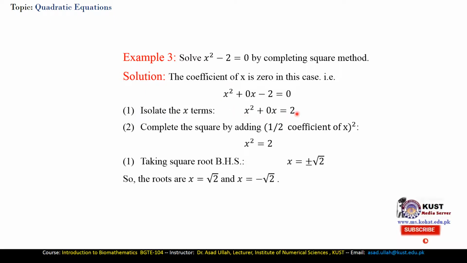Now what will we add on both sides of this equation? One over 2 times the coefficient of x, whole square. The coefficient of x in this case is equal to 0, so we get 0 square, which is equal to 0. So adding 0 to both sides of this equation, we get x square is equal to 2. Now the left side is a complete square. Now taking the square root on both sides of this equation, we get x is equal to plus minus square root of 2. So we get two roots, x is equal to square root of 2 and x is equal to minus square root of 2.